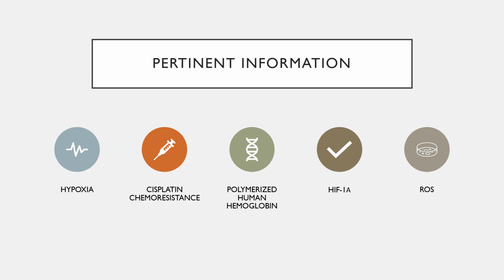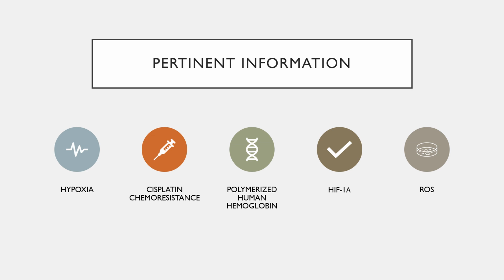So the pertinent information for this study starts with hypoxia. As we talked about earlier, hypoxia is a condition where the environment is deprived of oxygen supply. While hypoxia can affect both large and small environments, the study focuses on hypoxia in a tumor microenvironment. Cisplatin chemoresistance is commonly associated with hypoxia in the tumor microenvironments. The goal of this study is to reduce hypoxia in the microenvironment and therefore reduce cisplatin chemoresistance and reduce the amount of non-small cell lung cancer present.